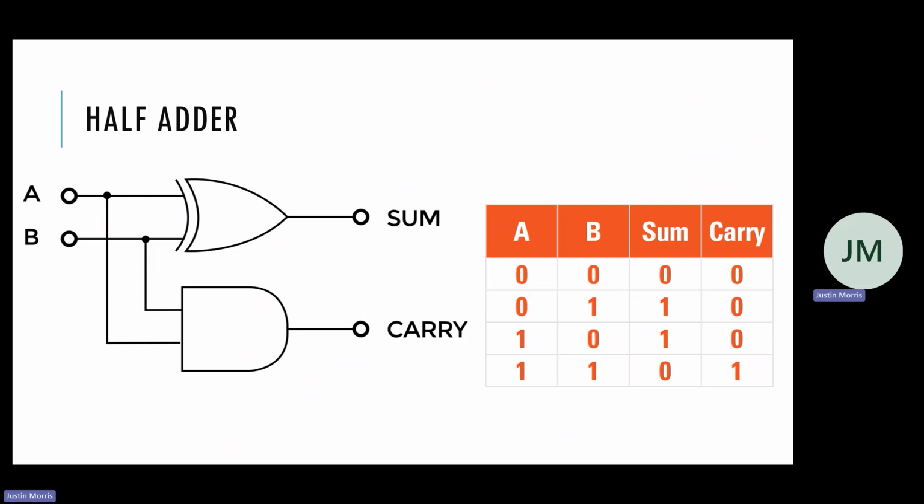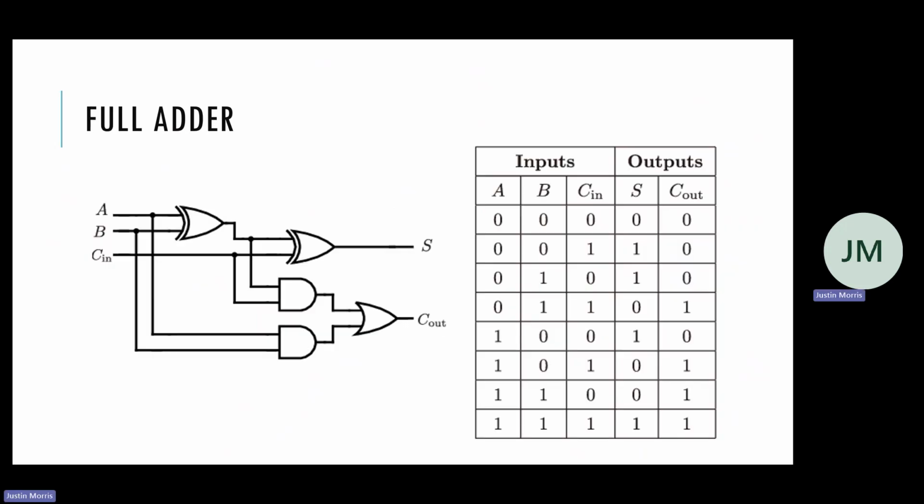But we need more than just a half adder in order to implement a full adder, because sometimes you have a carry in. You have more than just these two bits. So your full adder is just two half adders connected to each other. This is one half adder. This is one half adder. This is an extra OR gate for the carry out.